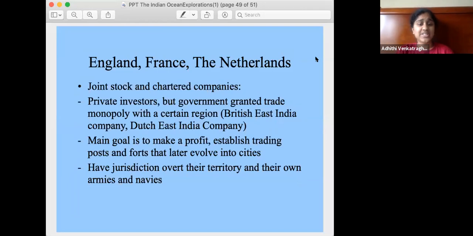They also had joint stock and chartered companies, which were private investors, and the main goal was to make a profit, establish trading, and have jurisdiction over their territory.